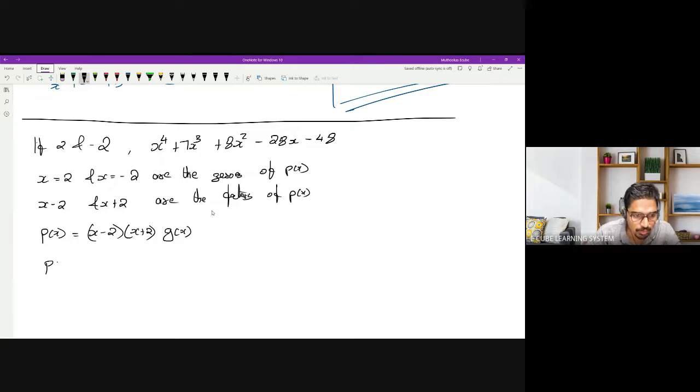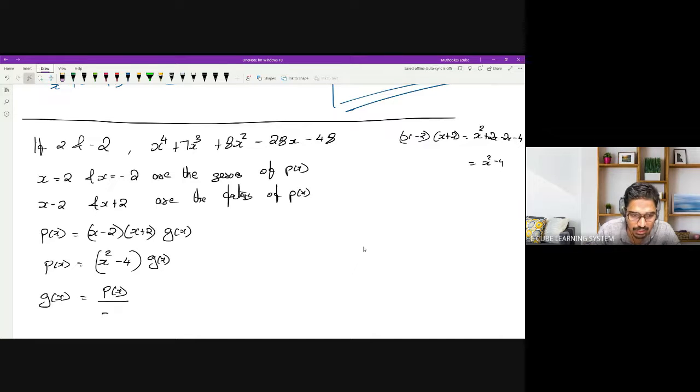Which means x minus 2 into x plus 2 becomes x square minus 4. Either we can use the identity or we can multiply term by term. x square plus 2x minus 2x minus 4. 2x and minus 2x get cancelled, remaining x square minus 4. So x square minus 4 into g of x, which means g of x is equal to P of x divided by x square minus 4. Clear?